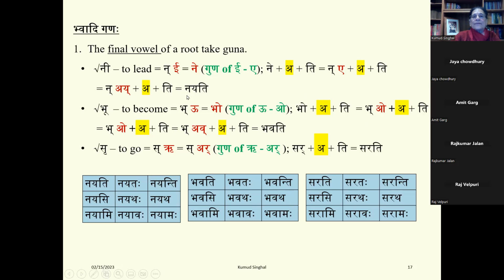So the conjugations of ni will be nayati, nayatah, and then this ti, if you replace it by all the nine suffixes, it will be the same: nayati, nayatah, nayanti, nayasi, nayathah, nayatha, nayami, nayavah, nayamah. Same with bhu, right? So it will be bhavati, bhavatah, bhavanti, bhavasi, bhavathah, bhavatha, and so on, and sarati, saratah, saranti.